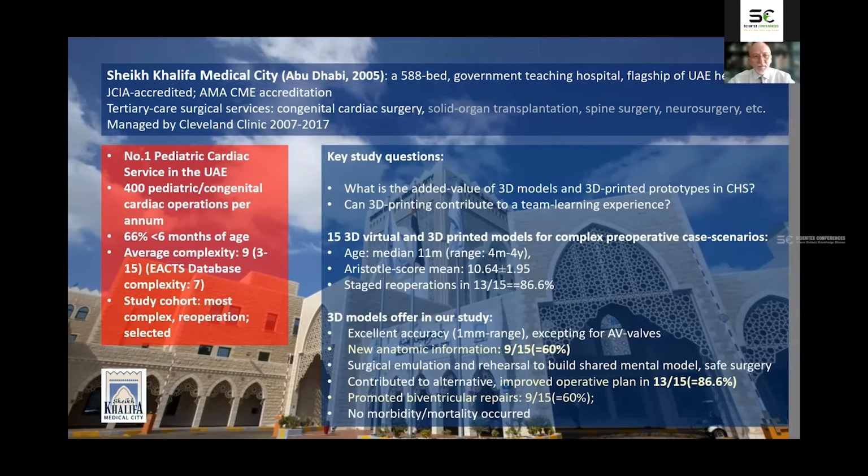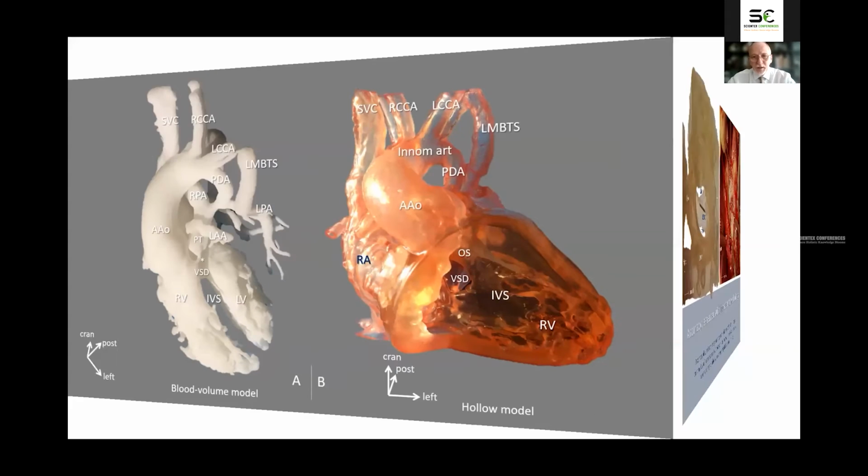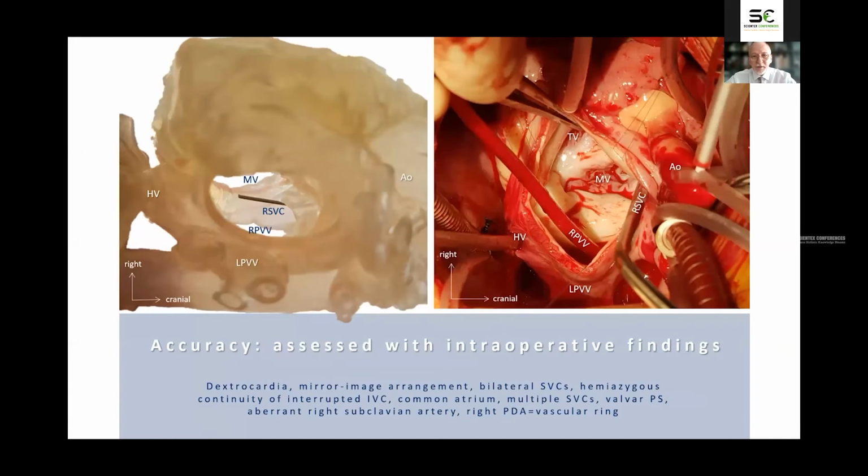When we print out models, we always print out two models. One of them is called a blood volume model. This is what the name stands for: what the blood takes in the cardiac chambers and the great vessels. And the other one, where you have wall characteristics, is called a hollow model. And then we compare these models to the intraoperative scenario, and you probably see that they are fairly accurate, even in this very complex scenario with dextrocardia and a lot of other diagnoses that are given at the bottom of the slide.